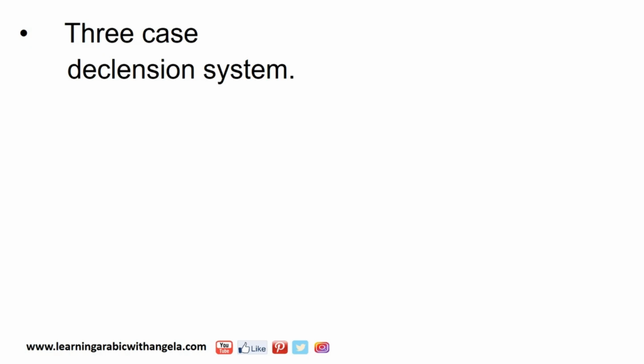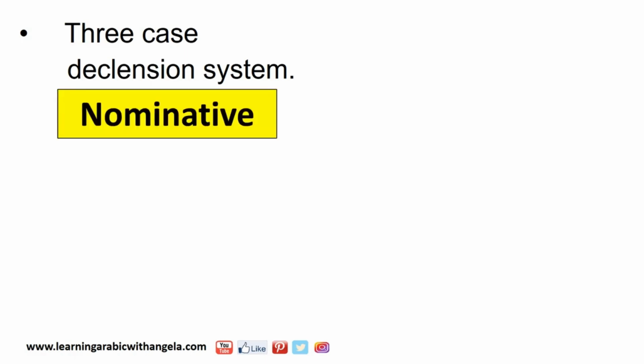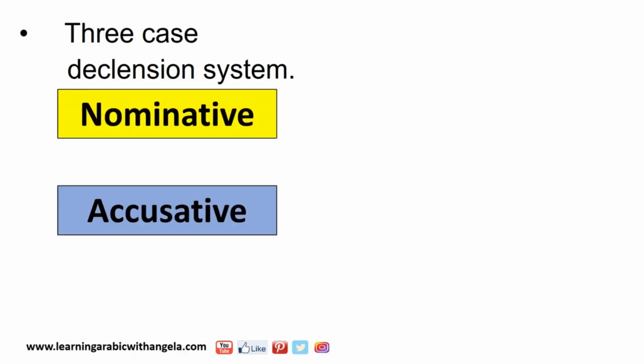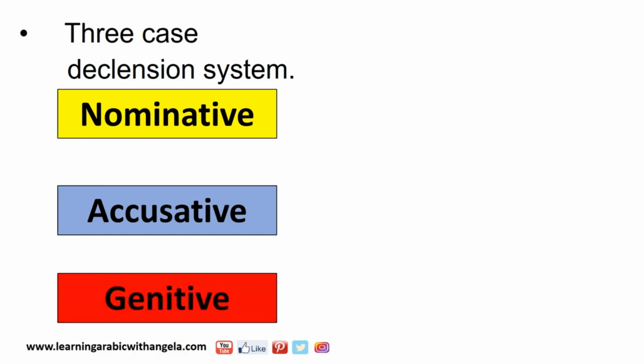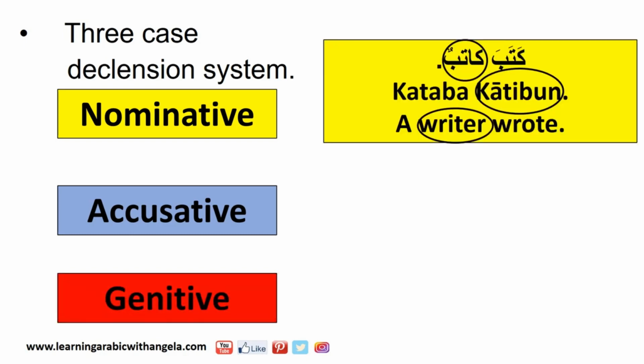In addition to having words composed of consonantal roots onto which vowels are added, the Arabic language has a 3-case declension system: the nominative case, the accusative case, and the genitive case. For example, kataba katibun. Katibun is the subject of the sentence and hence is in the nominative case, marked with double dhamma at the end.